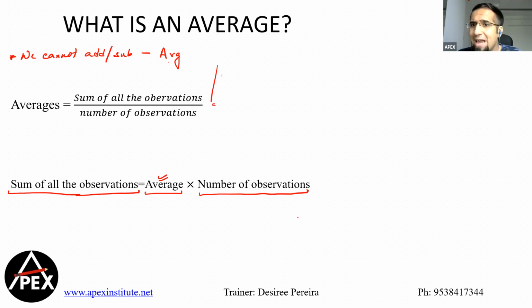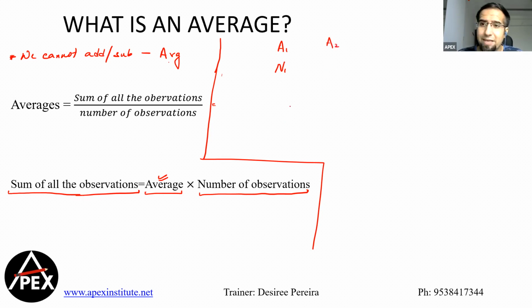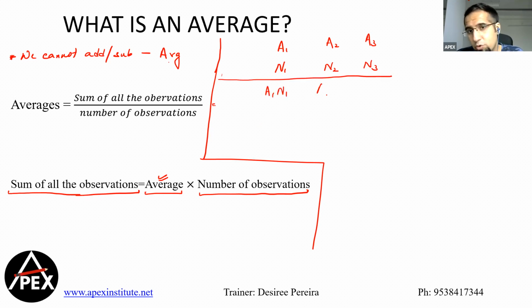Now let's parallelly learn what is weighted average. When I'm given two groups of observations, it's obvious I would be given, let's say, the average of the first group, the number of terms of the first group, the average of the second group and the number of terms of the second group, and it might continue for more than one group. Let's say the average of the third group and the number of terms of the third group. So I repeat, we will be targeting sum total only. The sum total becomes A1 into N1, here A2 into N2, here A3 into N3.